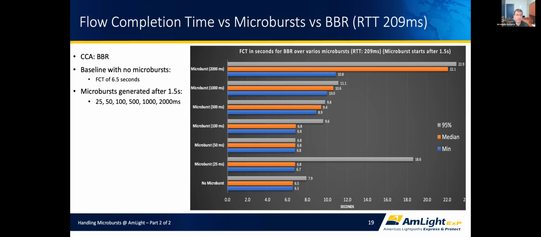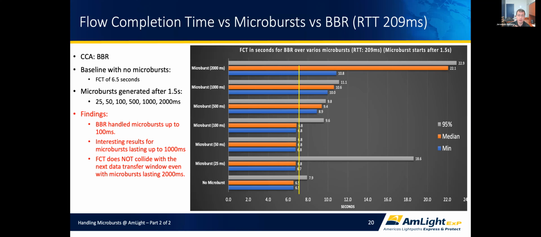But if you go and start using BBR, still BBR version 1, you can see that the baseline is the same. The flow completion time is 6.5 seconds. We generate the same microbursts, 25 all the way to 2000 milliseconds. And the results are much better, right? So BBR managed to handle microbursts all the way to 100 milliseconds. So the first 4, from the bottom to the top, were properly handled by BBR.